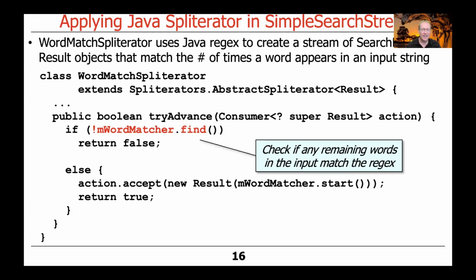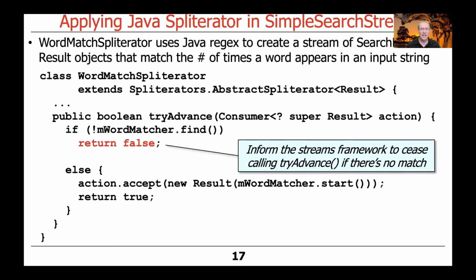So if we negate that, that is true. So if we don't get a match, that's what this says. If there's no match, we return false. And that, of course, is an indication to the underlying streams framework that there's no match, stop advancing, take whatever you've done and use that as the stream.